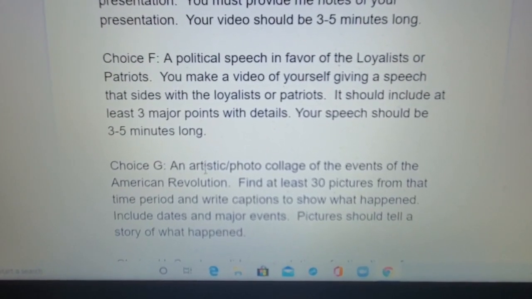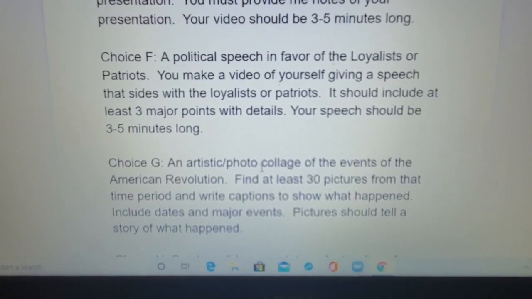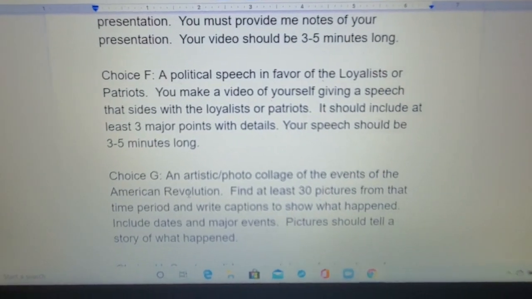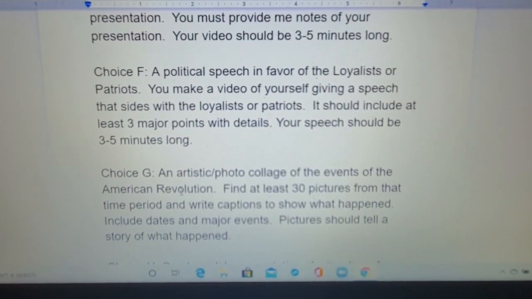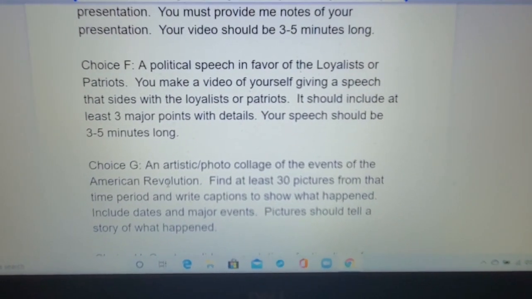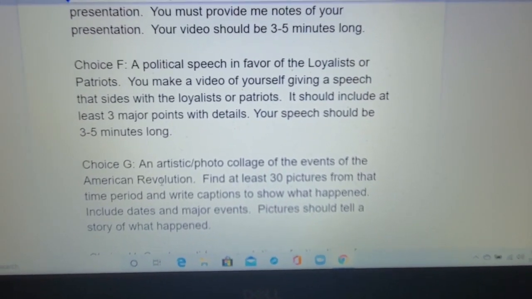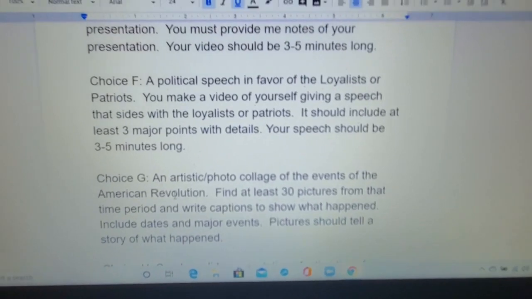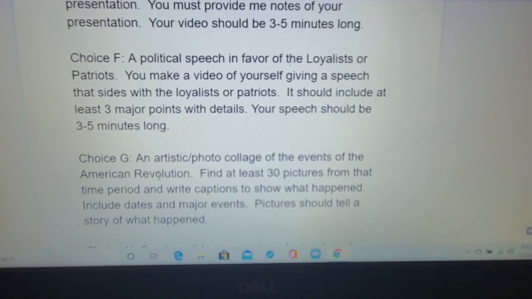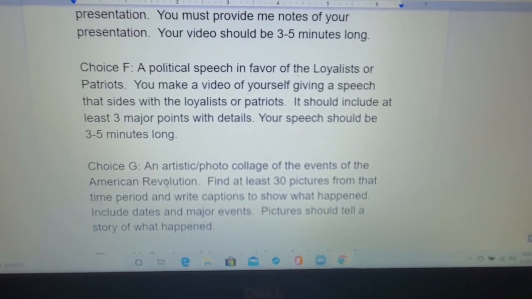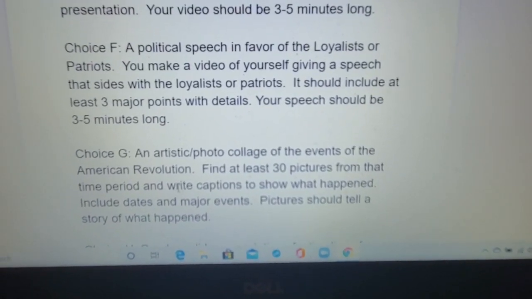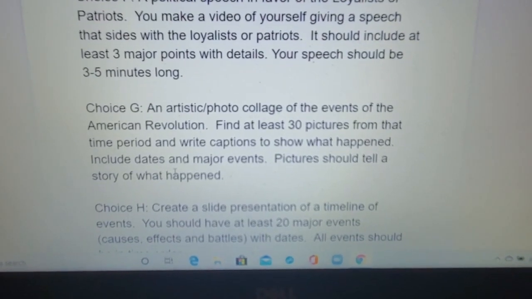Choice G, you can do an artistic photo collage of the events of the American Revolution. You can actually do drawings of some of the major events if you choose to. Find, or make, at least 30 pictures from that time period and write captions to show what happened. Captions are like, if you draw a picture of them pulling down the King George statue, you would write down, Patriots furious with King George as they pull down his statue. You can be creative with your captions, but it's kind of like a collage of pictures showing the time period with some captions. Pictures should tell a story of what happened.